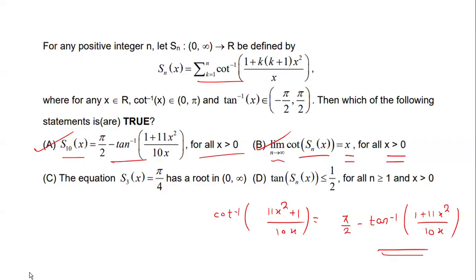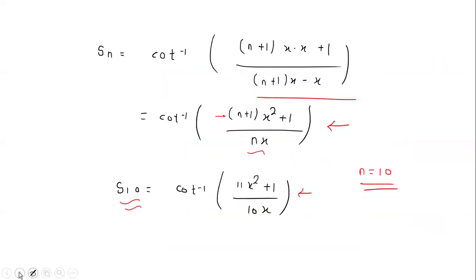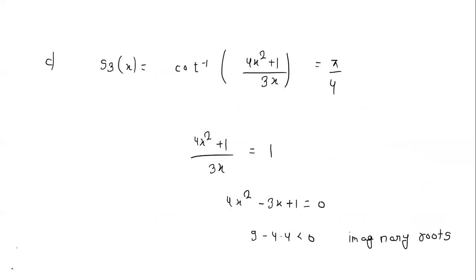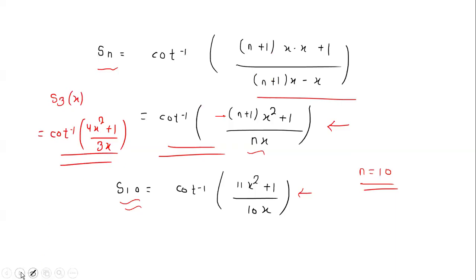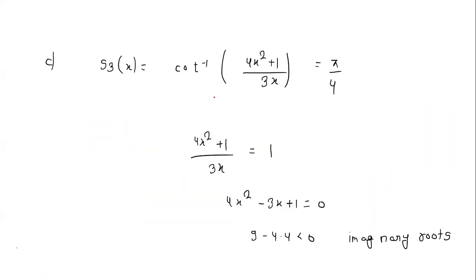So now let's move to the third option. In the third option, it is given that the equation S3x is equal to pi by 4 has a root in 0 to infinity. We have to tell. So let's see how we can do this. So we have the general formula for Snx, and it is this. So if you put n is equal to 3, then we will get S3x as this 4x square plus 1 divided by 3x. So now in the problem, it is given that this is equal to pi by 4, and we have to tell if there is some root that lies between 0 to infinity for this equation.